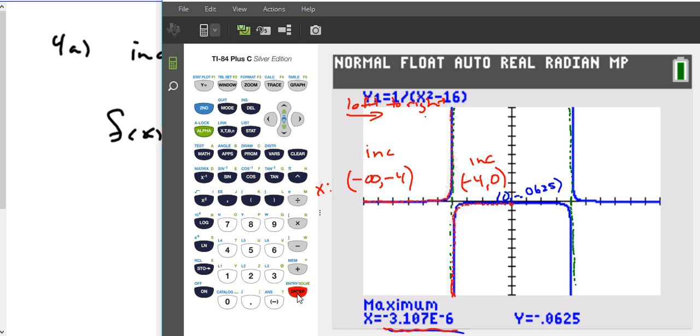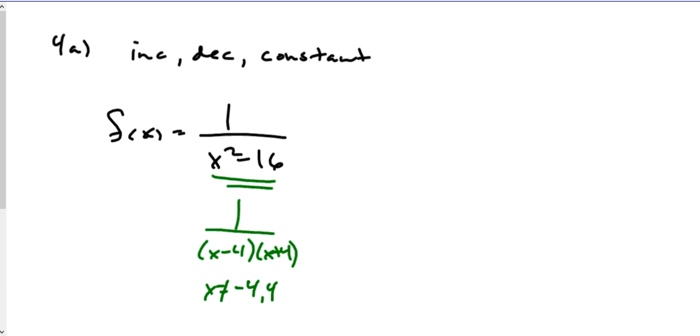Now what's happening here? Once we get to the 0 point, we can see that the values are starting to decrease. So we're decreasing from 0 up to the other vertical asymptote, which we know is at 4. And our graph is also decreasing from 4 to infinity. Those are the increasing and decreasing intervals. That is how you would find the increasing and decreasing intervals for 4A on our worksheet. I hope that makes sense to you.